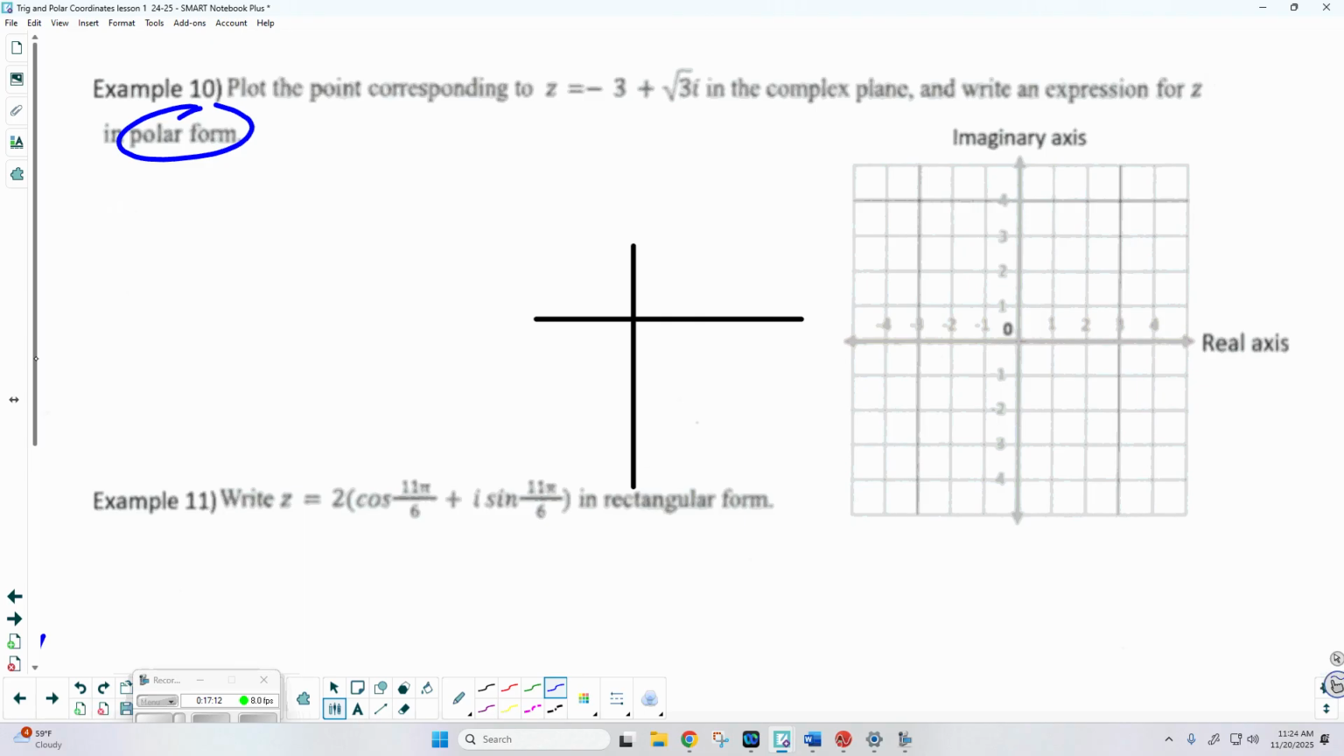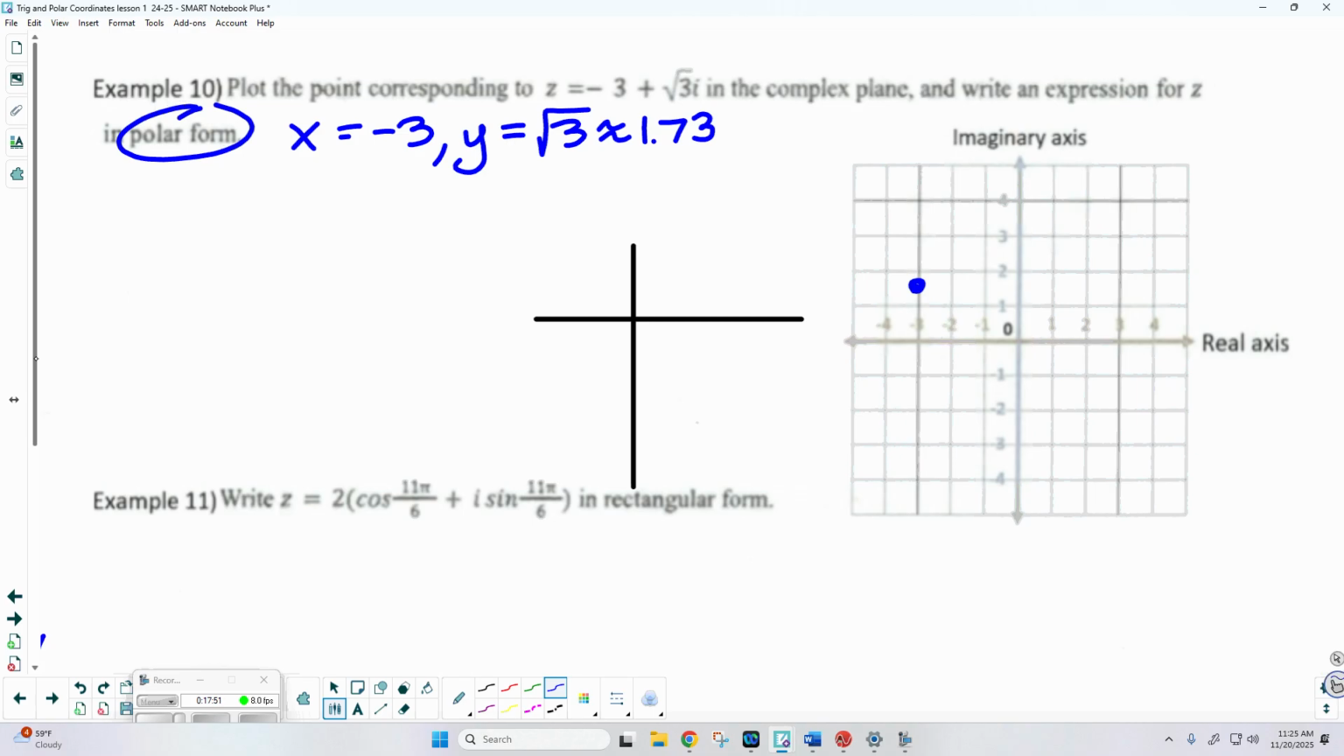So I'm looking over here. Remember, can anybody tell me what x is from -3 plus square root of 3i? Okay, what's x? -3. And y would be the square root of 3. Now, I want to plot this point, and you can confirm this in the calculator, but the square root of 3 is going to be roughly 1.73. So from the origin, I'm going to go 3 left, and then estimate where I would have 1.73.